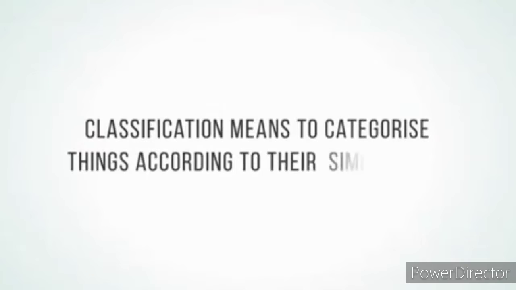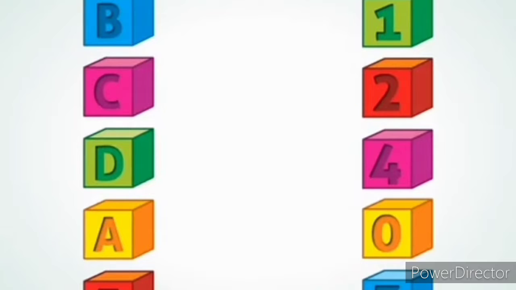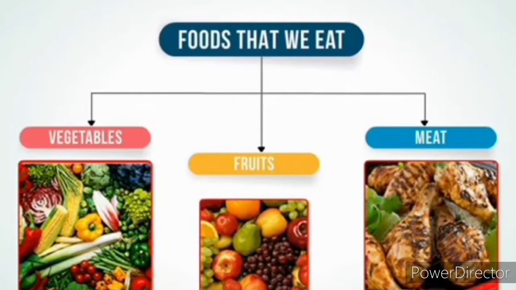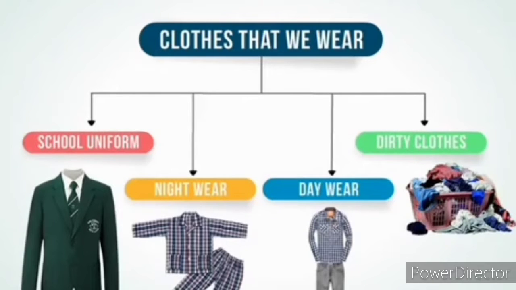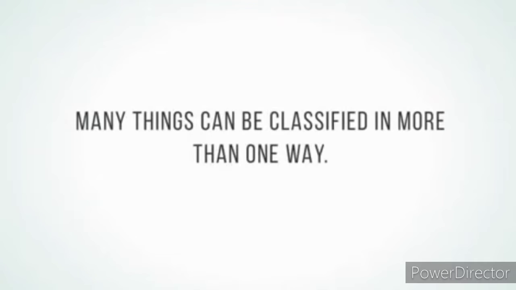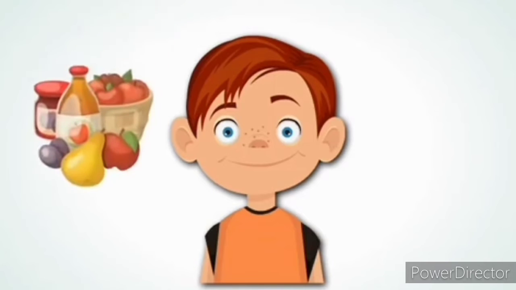Classification means to categorize things according to their similarities. Classification happens everywhere, being at home or in school. For instance, we classify foods that we eat. We classify clothes that we wear. We also see the books classified into different types in the library. Many things can be classified in more than one way. We could classify the foods that we like and the foods that we don't like.